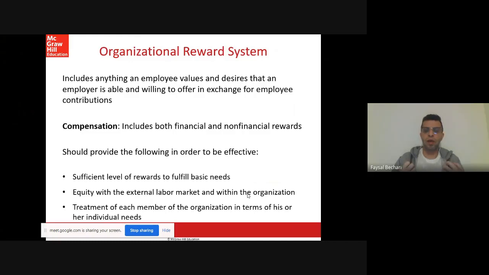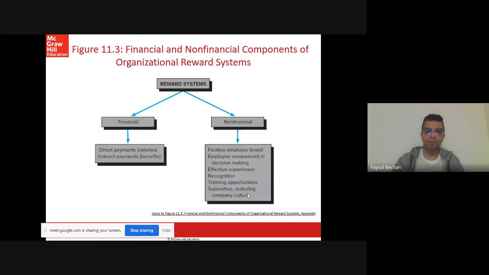Equity means whatever he deserves, we should give to him, and you should compare it with the external market and within the organization itself, and the treatment of each member of the organization in terms of his or her individual need. Some people like to see more promotion, some people like more salary, some people like to see more compensation, incentive. It depends on how they see that.